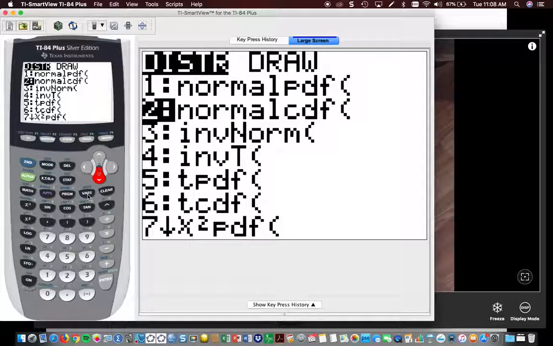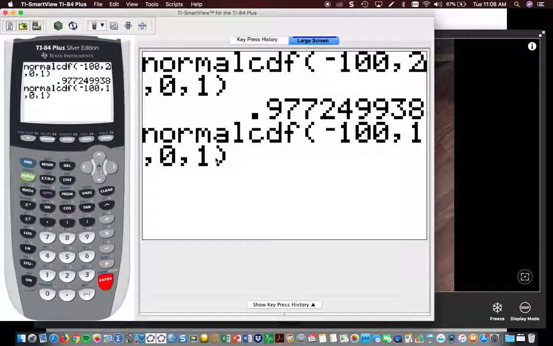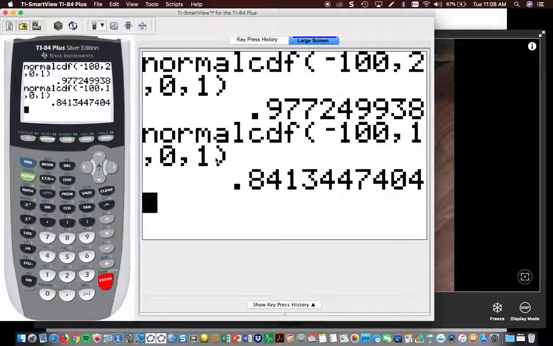So I'm going to pick choice number 2, and then it's going to ask me, what's the lower bound? So just put in there -100. And then the upper bound is 1. Now we're talking about the normal distribution. The z distribution has a mean of 0 and a standard deviation of 1. Then all we're going to do is paste that into our home screen and hit enter, and it tells me that that answer is about 0.8413.